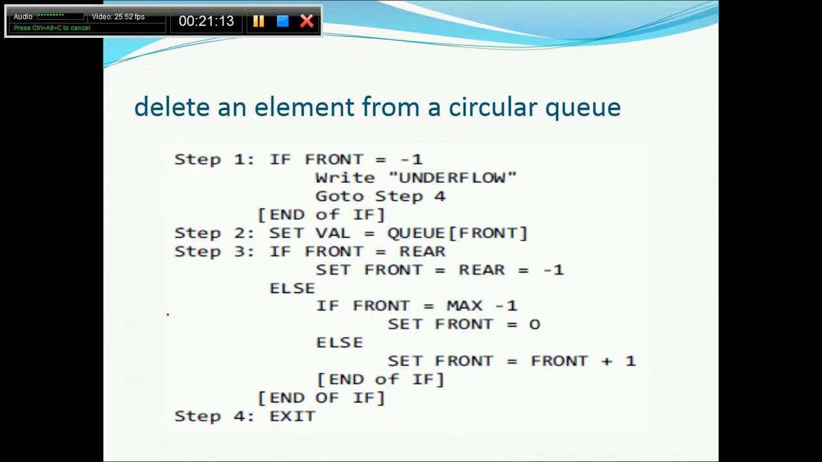If front is equal to -1, that is obviously underflow, because we do not have any element in the queue and you can't delete. Otherwise, whatever element you have at the current front, copy the value to a temporary variable. Now, it is a simple step.